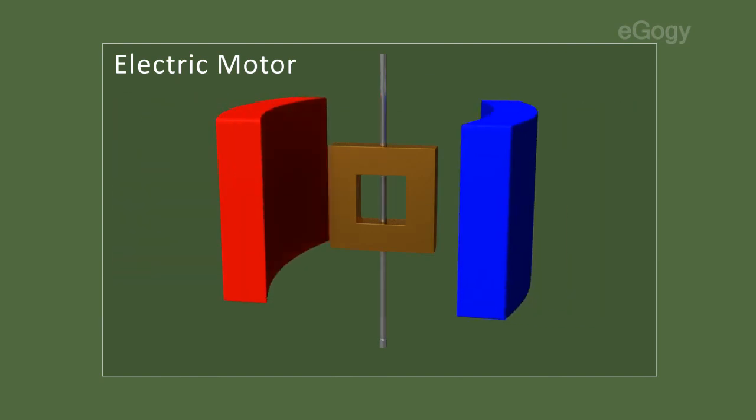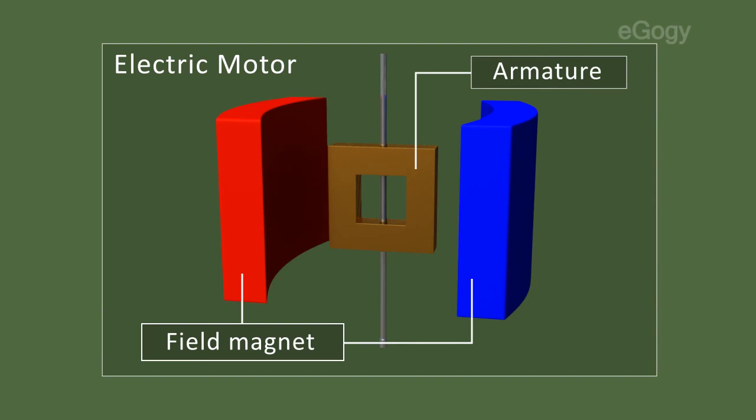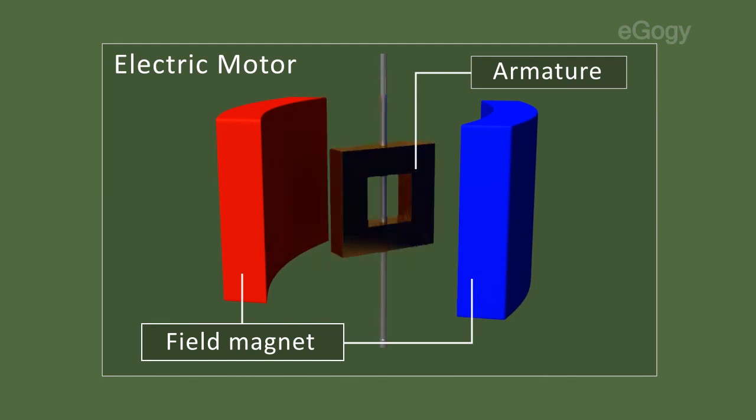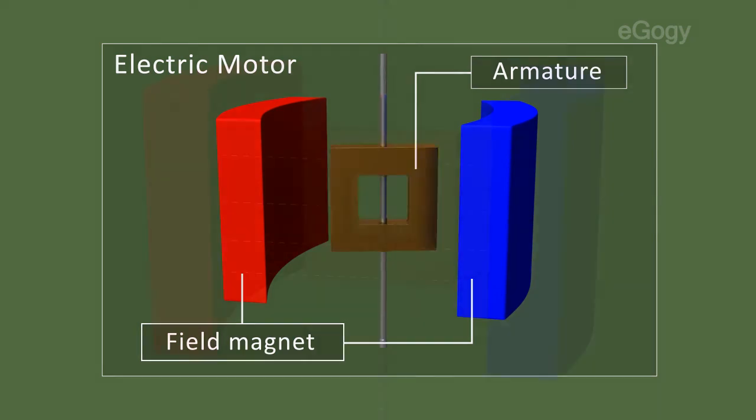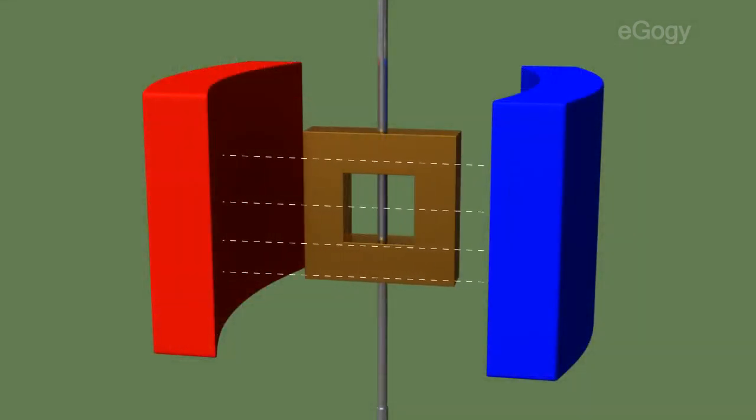The main parts of an electric motor are an armature coil and a field magnet. Commonly used field magnets are electromagnets. The armature coil rotates freely about its own axis. The rotating machine gets power through the shaft which is connected to the axis of the armature coil.